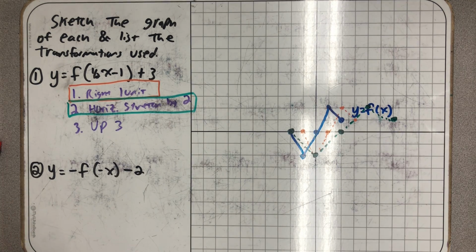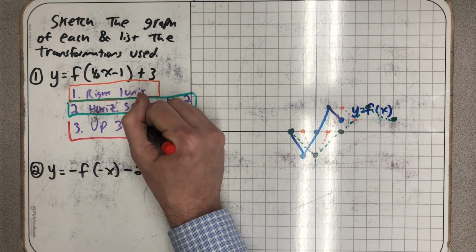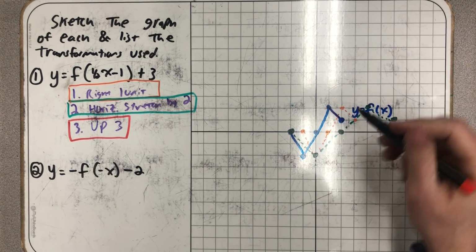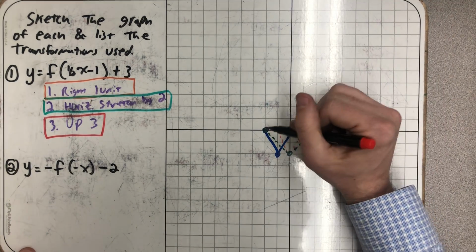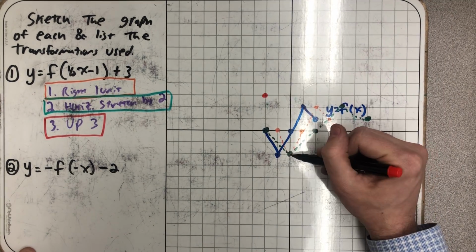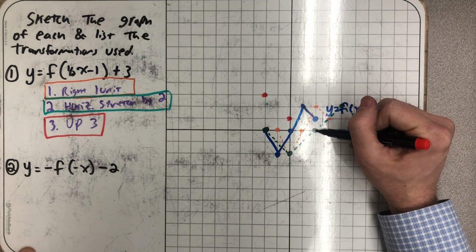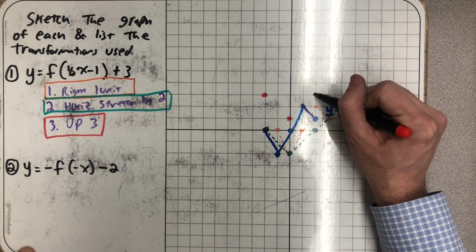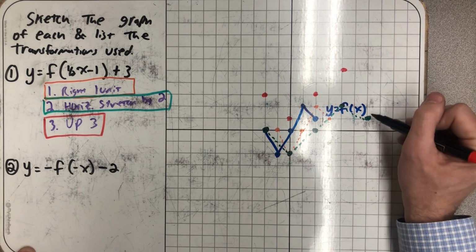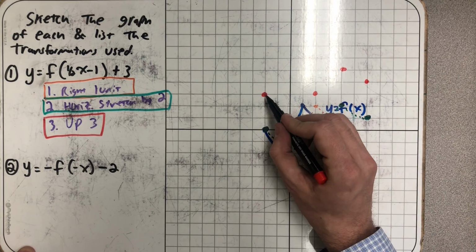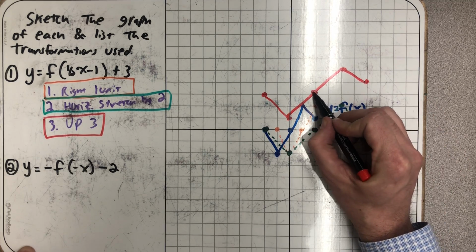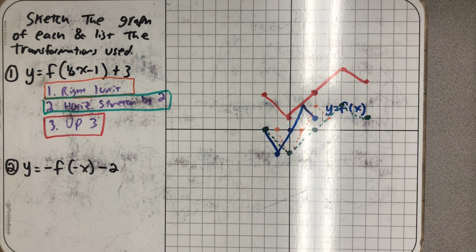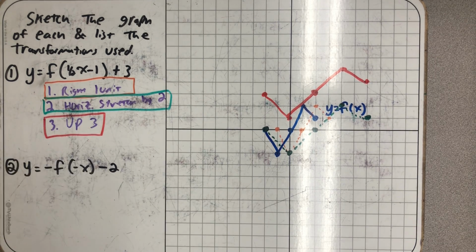One more to go. I need to shift everything up 3 units. All right, so I'm going to take these green points and move everything up 3, really thinking about adding 3 to all the y values. Just adding 3 to all these y values. And there's our final transformed graph. All right, and there we have it. Right 1, horizontal stretch by a factor of 2, and then up 3.